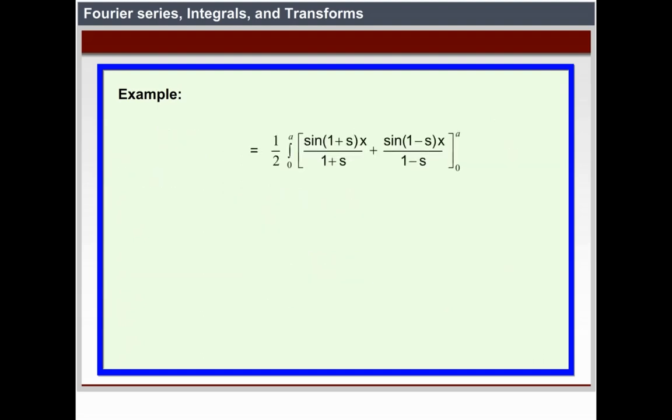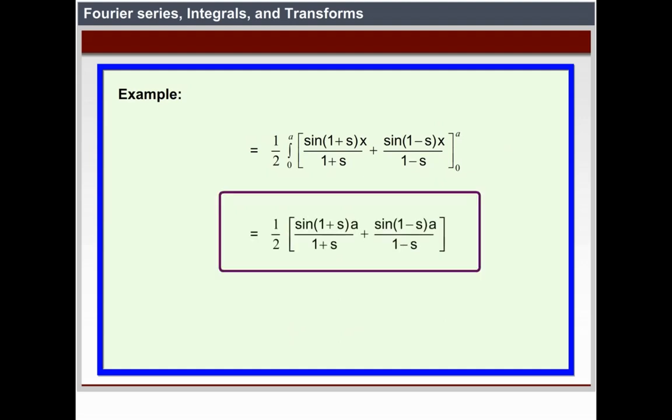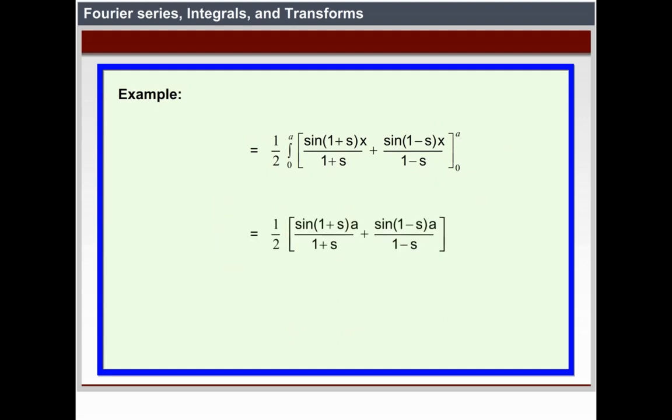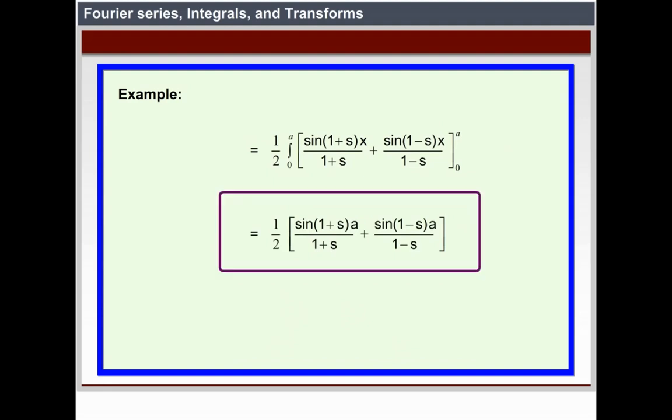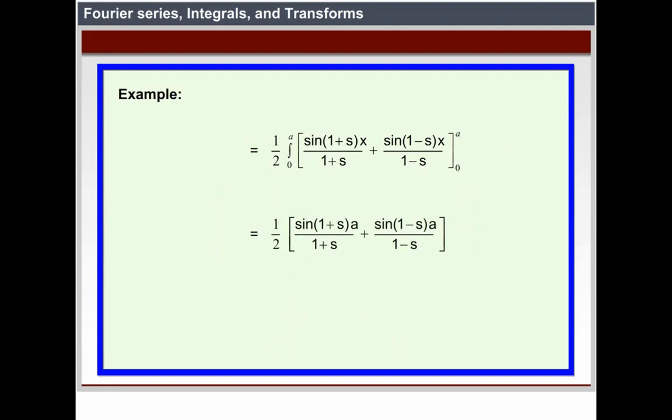Equal to 1 by 2 integral 0 to a sine of (1 plus s) into x by (1 plus s), plus sine of (1 minus s) into x divided by (1 minus s), with the limit 0 to a. After applying the limits, we get 1 by 2 into sine of (1 plus s) into a by (1 plus s) plus sine of (1 minus s) into a divided by (1 minus s).